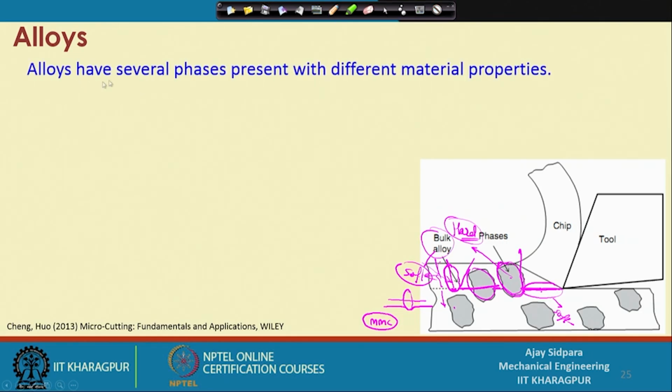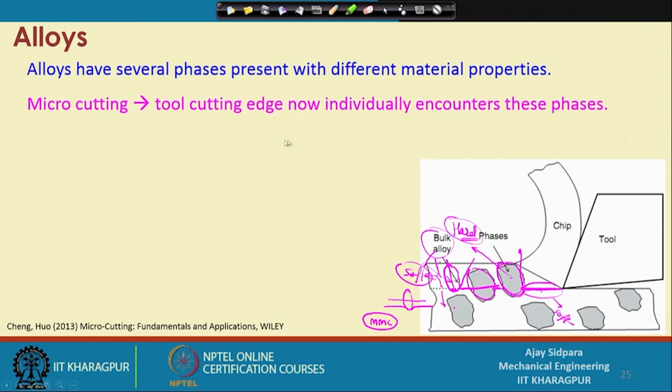All alloys have several phases present with different material properties. Different material properties are mostly related to hardness, and because we want to create some type of composite or some type of alloy, so that we can get different properties onto the surface. So, because of that, the tool edge, the cutting edge, now individually encounters these phases. So, these are the individual phases.